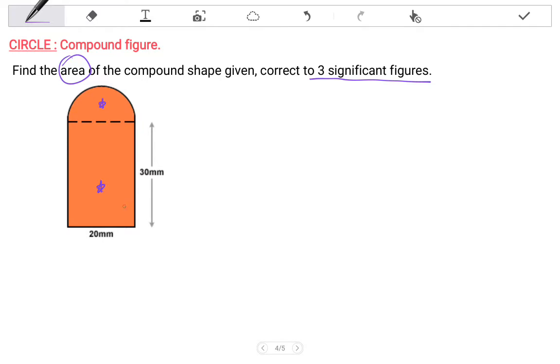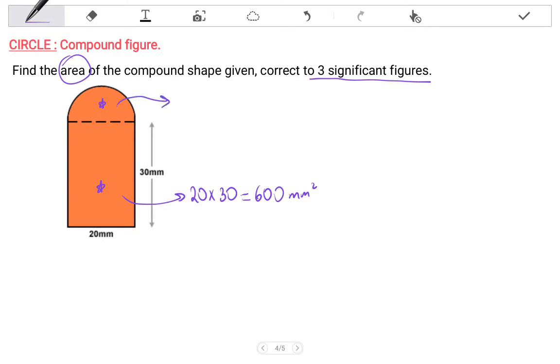So the area of this rectangle is, one dimension is 20 millimeters, the other one is 30 millimeters. So multiply 20 and 30, and 600 millimeters square is the area of this rectangle.